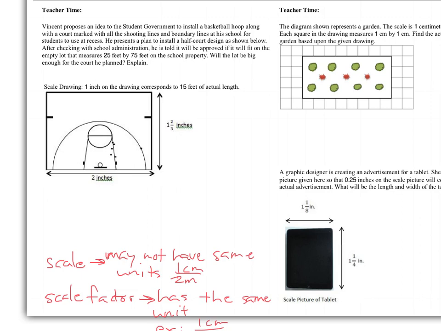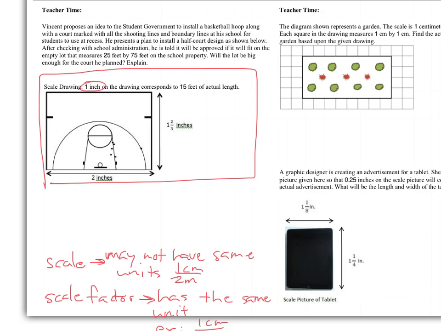And so we're given the drawing down here. This is what's most important. Given the drawing down there, and when we look at this drawing, we're told that there is a scale. And notice we're given a scale because it's 1 inch to 15 feet. So we could definitely turn this into a scale factor.